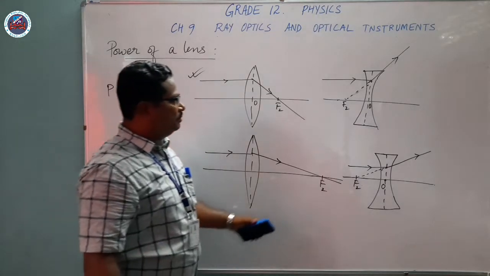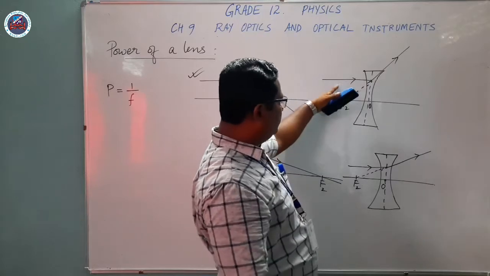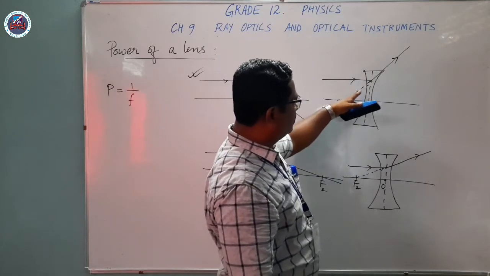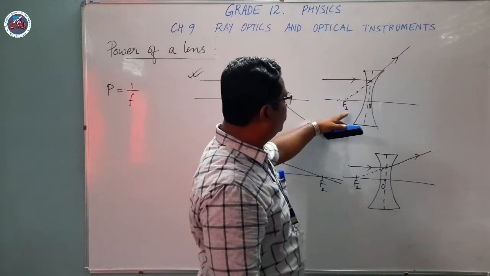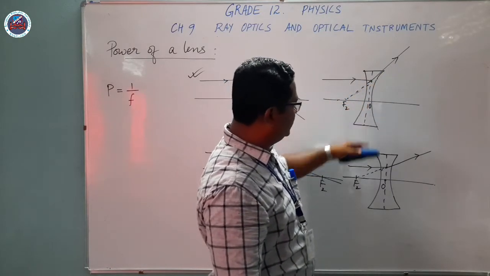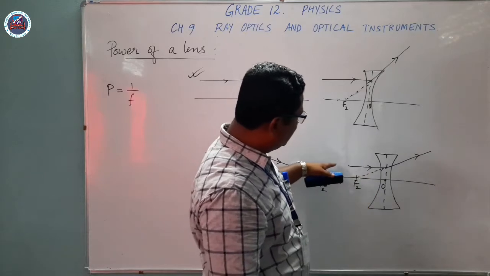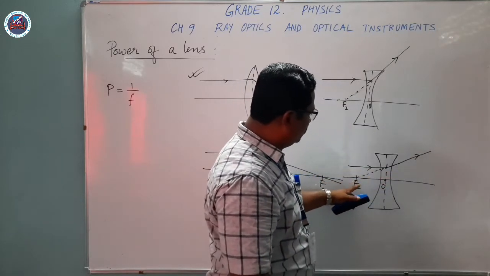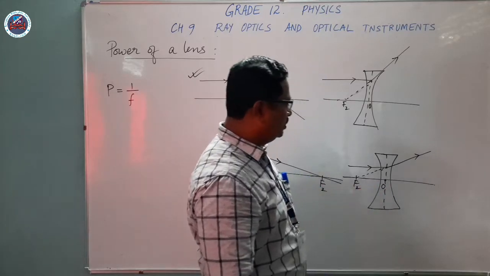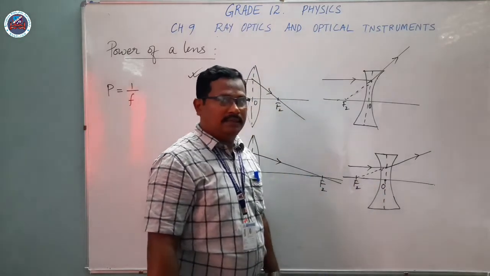The same in case of concave lens also. The capability of diverging, here you can see the capability of diverging is more. So the power will be more and the focal length will be less. But in this case you can see the capability of diverging is less, so focal length is more. And if the focal length is more, automatically the power will become less.